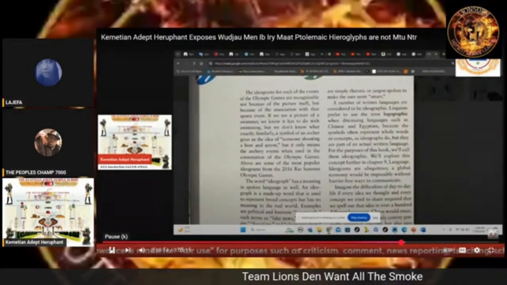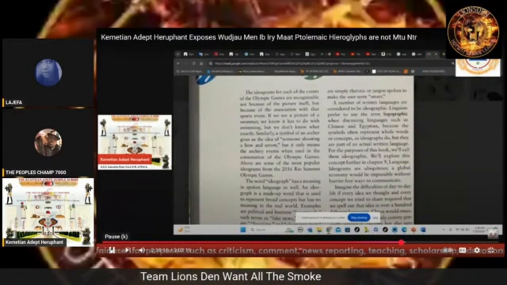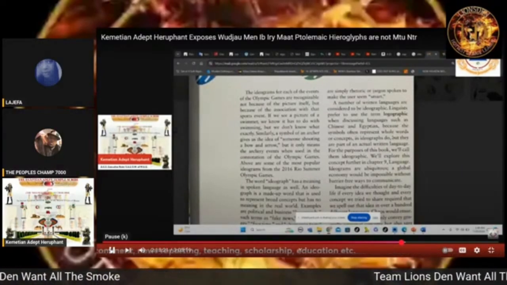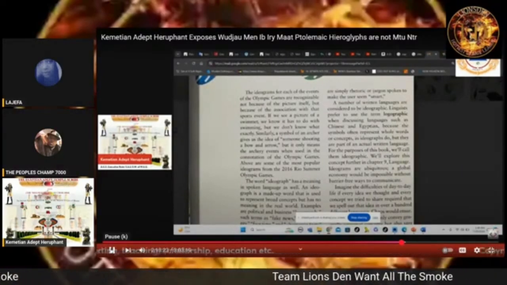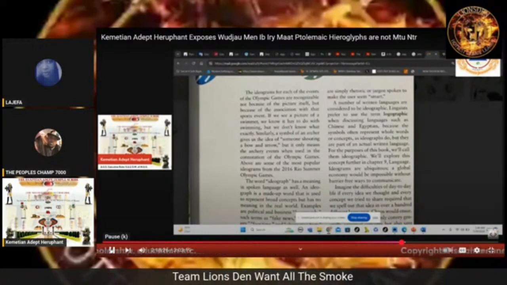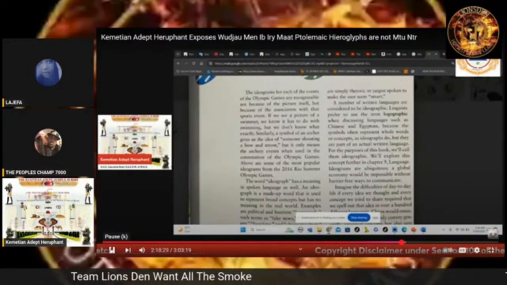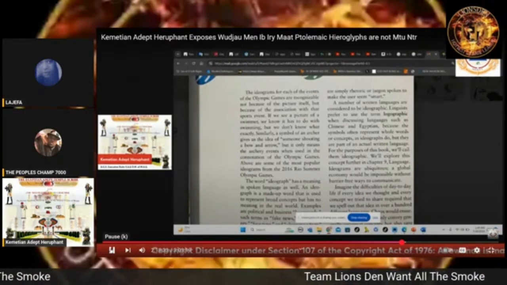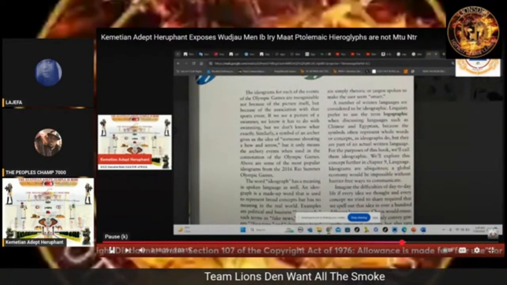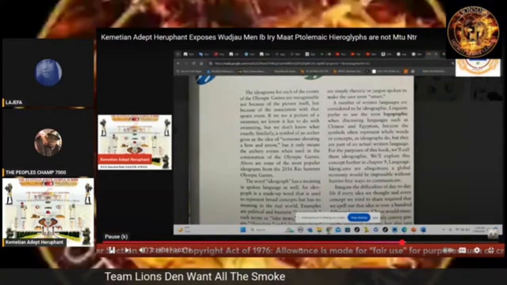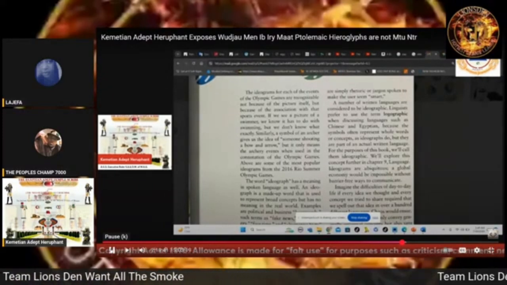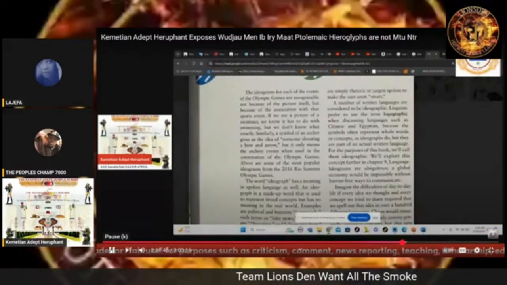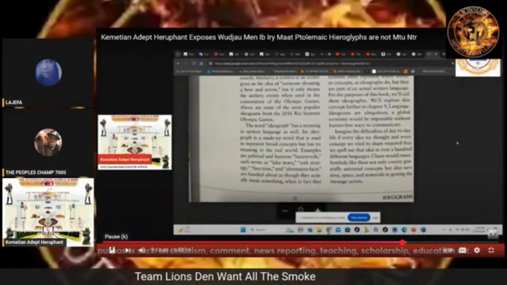Linguists prefer to use the term logographic when discussing languages such as Chinese and Egyptian, because the symbols often represent whole words or concepts as ideographs, but they are part of an actual written language. It says, for the purposes of this book, we call them ideographic, and it goes on. We'll explore this concept further in chapter 9. Language ideograms are ubiquitous. A global economy wouldn't be possible without barrier-free ways of communication.